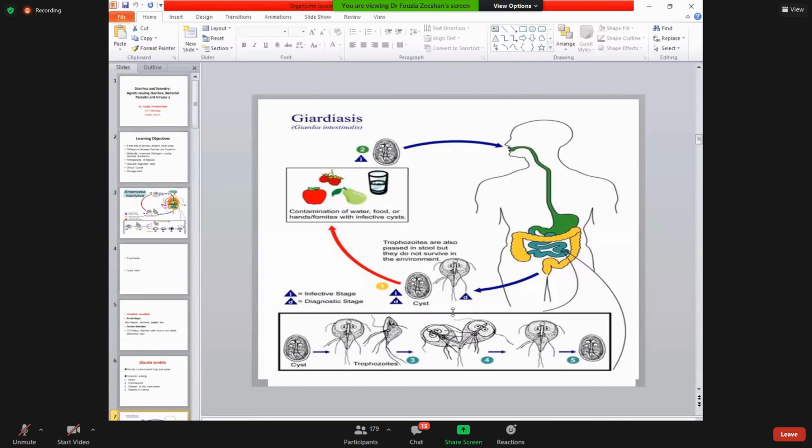Don't go for life cycles. Life cycles are just for the explanation. Don't go for life cycles. I have told you that prevention is important, because it is also important generally. You should know how personal hygiene is very important, because diarrhea is one of the most common infectious diseases. So you should know the prevention.